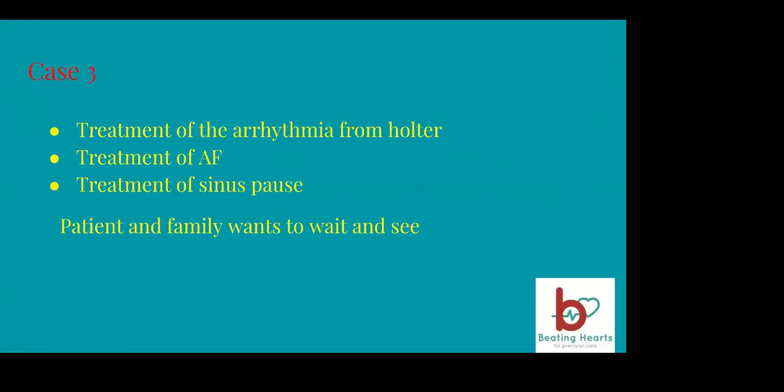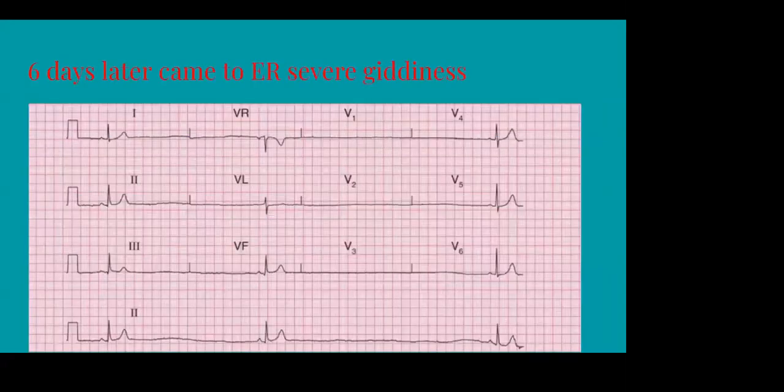So for treatment of this arrhythmia, we want to discuss the treatment of atrial fibrillation and the treatment of sinus pause. The patient then discussed with the family, and the patient and family said they want to wait and see. Then 6 days later, she came to the ER with severe giddiness. Blood pressure was low. Anyone like to comment on that?